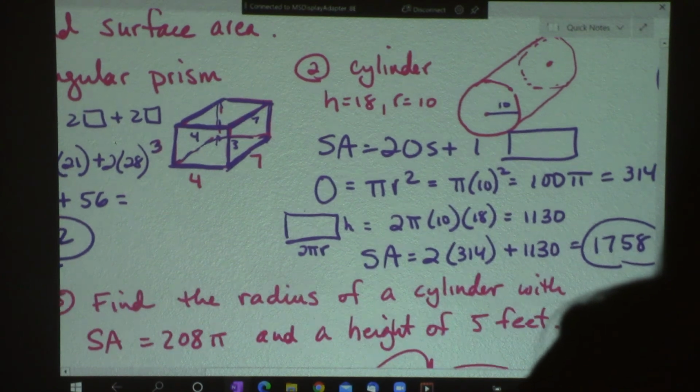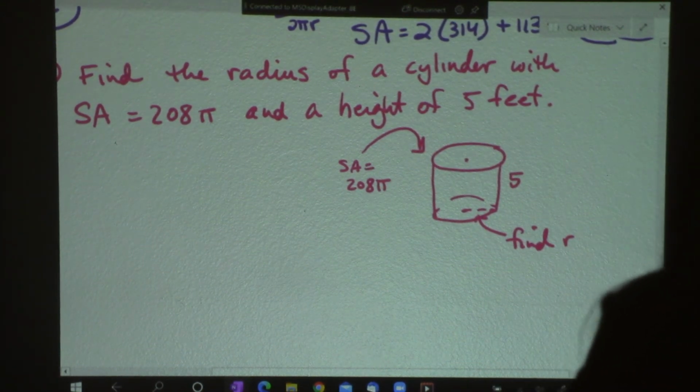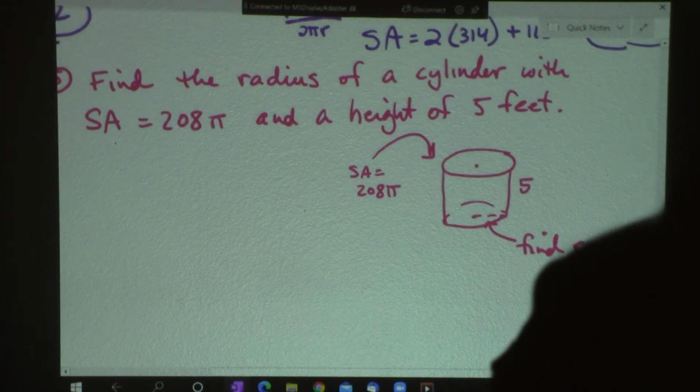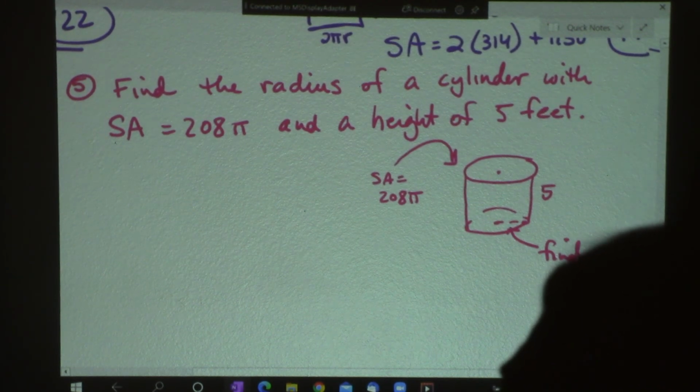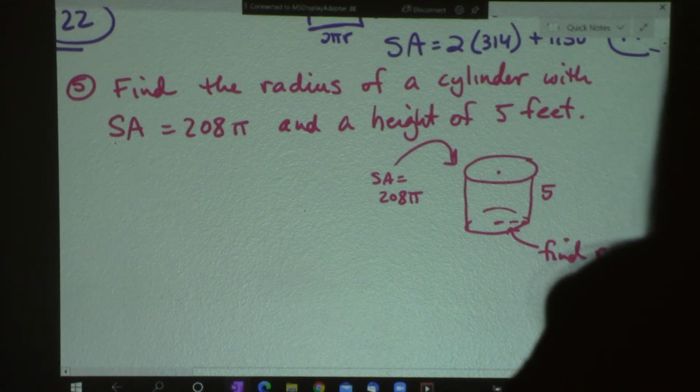Now, I hope you got those. We're going to do one more together. I normally do this as an OIO, but I know that we're not in class. I can't help you as much, so I just want to do this one together. Find the radius of a cylinder with a surface area of 208 pi and a height of 5 feet.